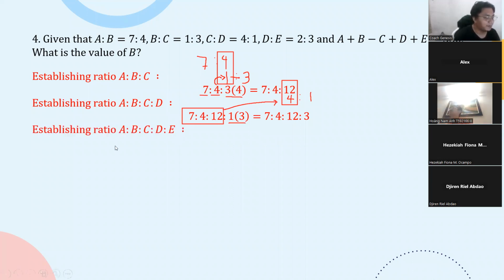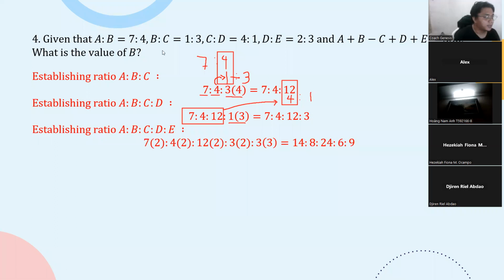And finally, we establish the ratio A is to B is to C is to D is to E. So we write D is to E again here. So we have 2 is to 3. Now, what is the LCM of 3 and 2? That is 6, or 2 times 3, right? So the next thing that we will do is we divide. We divide 6 by 3, that is 2.